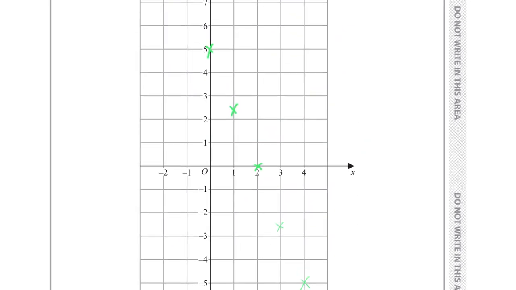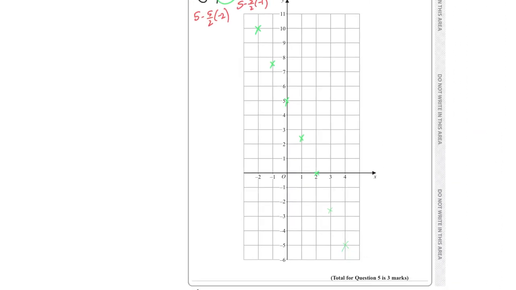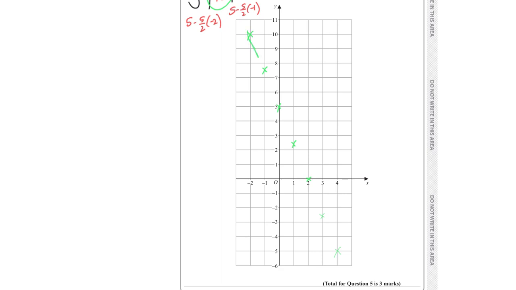Now, you will all do this with a ruler and a pencil. I don't have one on here, so you will connect this as a straight line all the way through.